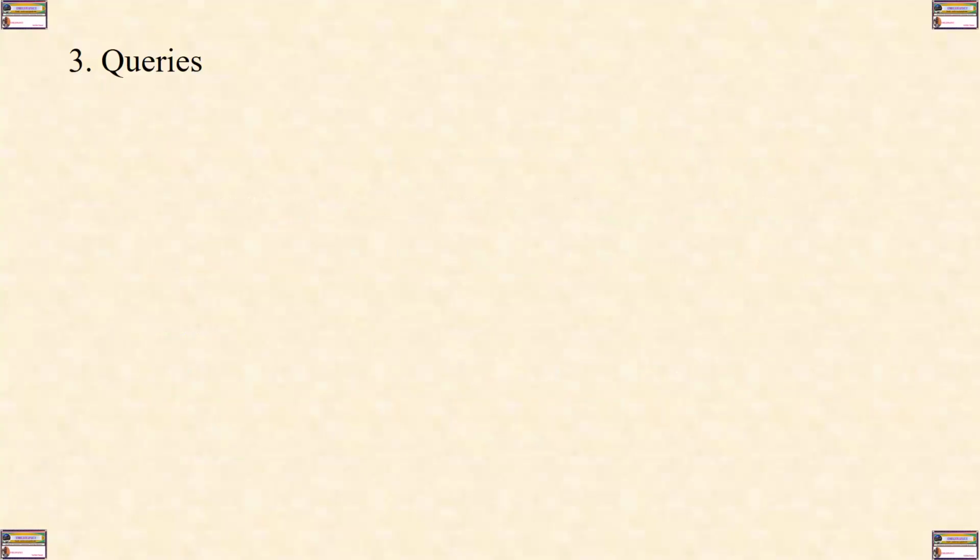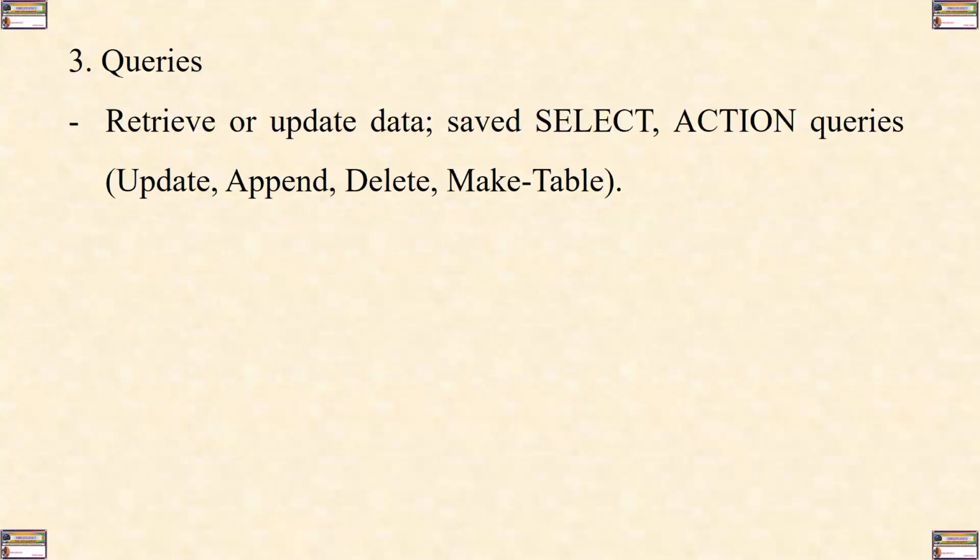Once you have created the forms you want to use, for example, to enter data in your database or even to display the data, the third object that you create is what we call a query or queries. These are objects that you use to retrieve specific data from your database or even update the data. Examples include the select query and action queries. These action queries can be of various types. They can include the update query, the append query, the delete query, and the make table query.